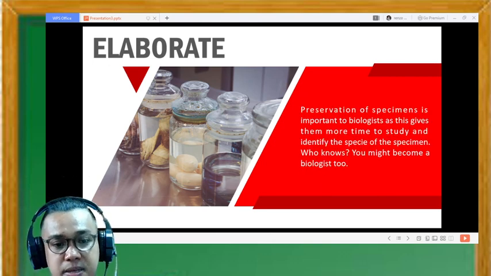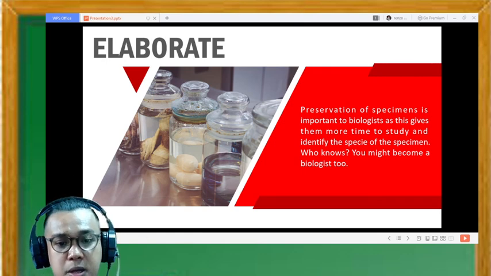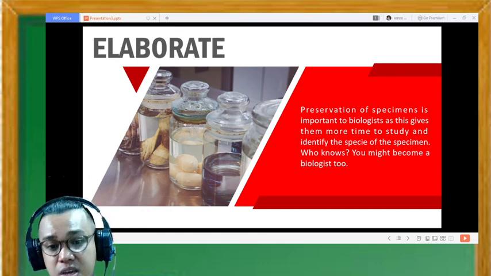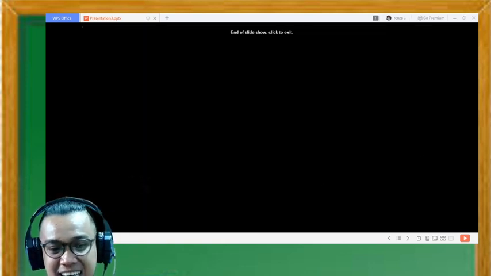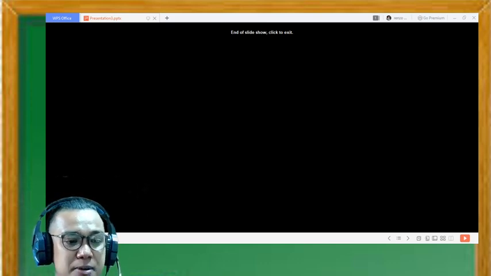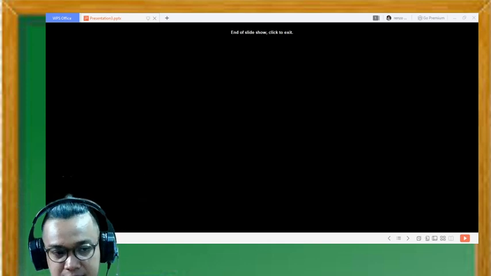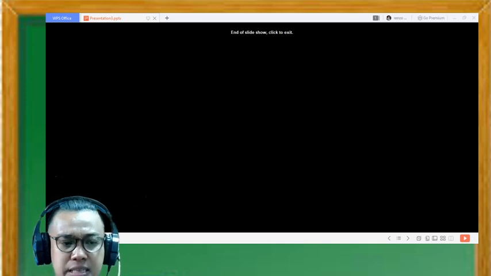Preserved specimens are important because biologists are given more time to study and identify the species of the specimen. Who knows? You might become a biologist too, right? So that is regarding aldehydes and ketones. We covered different examples, and what is used and what is important of aldehydes and ketones in our everyday life.